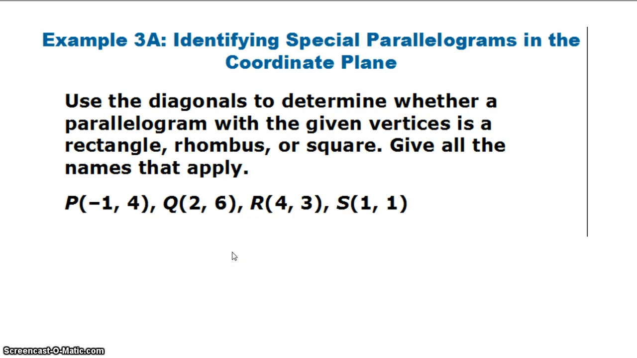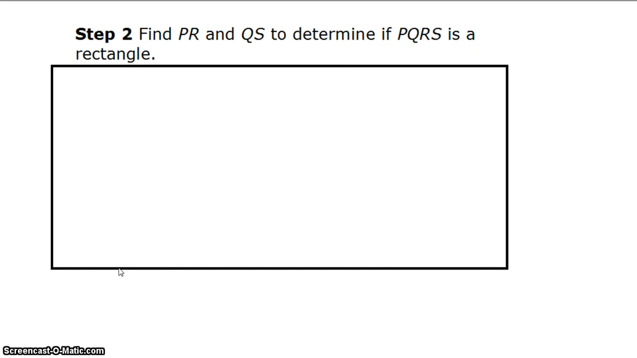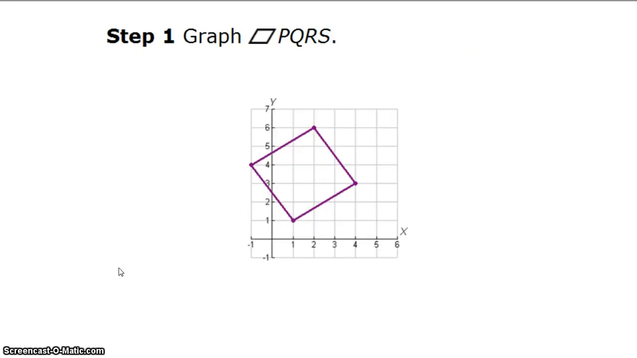Next example, identify special parallelograms in the coordinate plane. We're asked to use the diagonals to determine whether a parallelogram with these vertices given is a rectangle, rhombus, or square. Give all the names that apply. So the first step would be to graph this parallelogram PQRS.